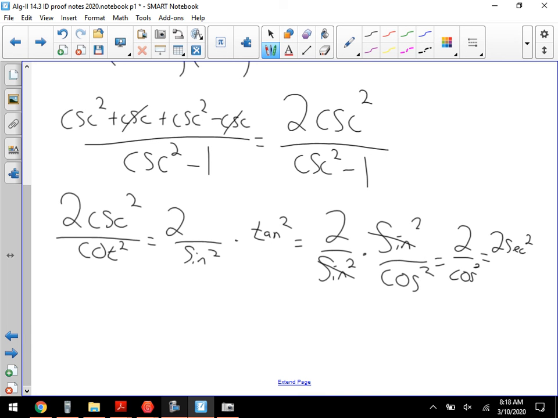That's kind of when you're simplifying, yes. The verified part tells you what it's supposed to look like when you're done. This was a verified, that's what it was supposed to look like.